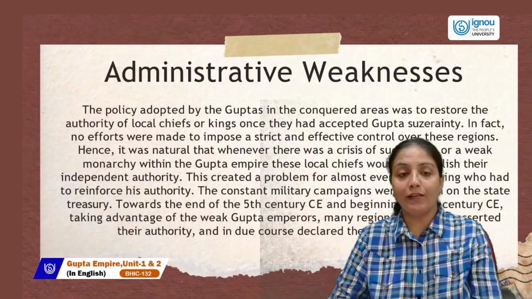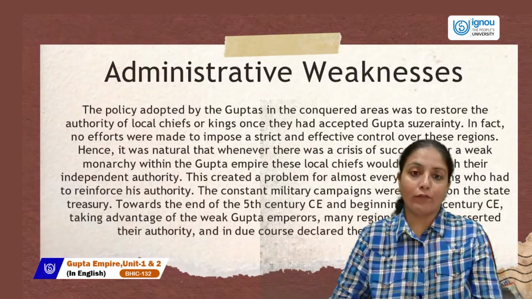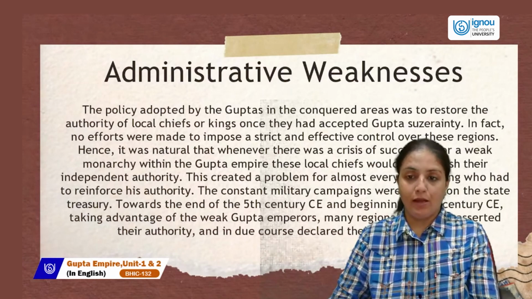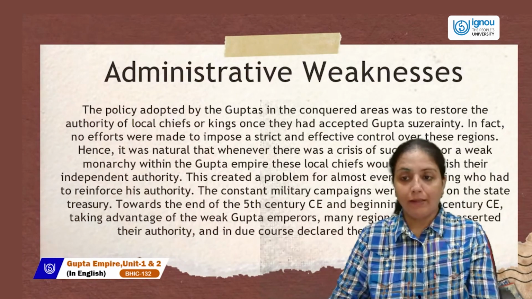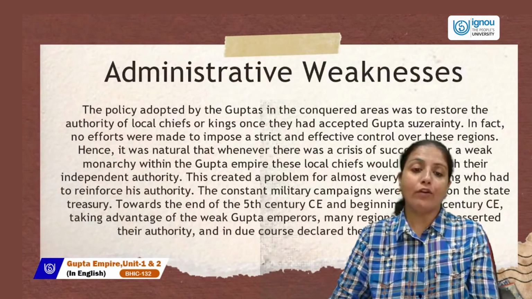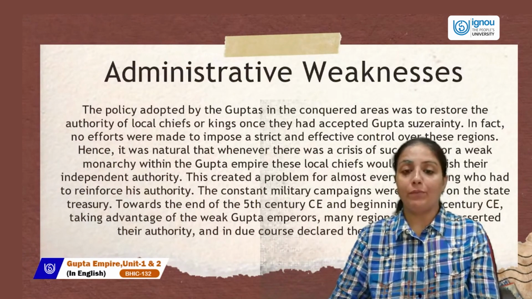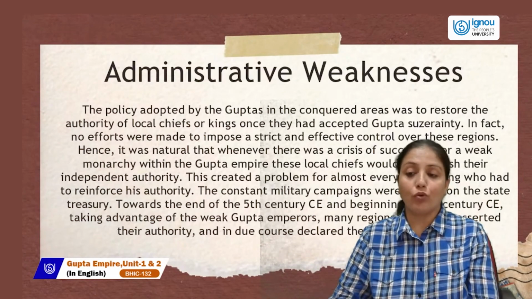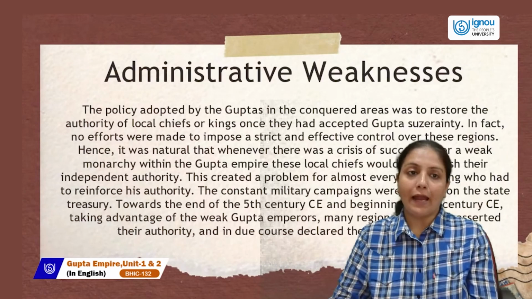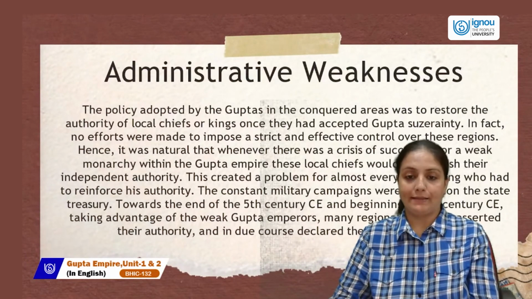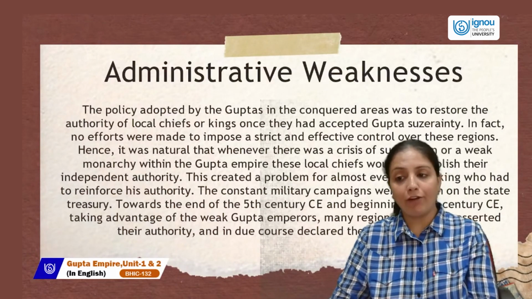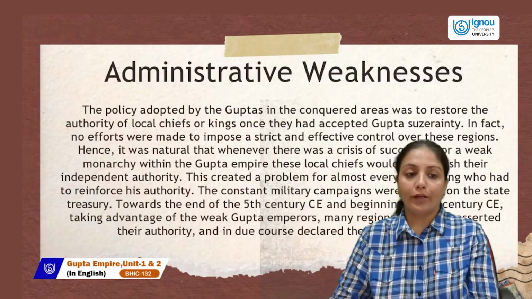Administrative weakness was also prevalent at that time. The Gupta rulers were not that important or powerful at the end of the Gupta Empire. That was the main reason for the decline of the Gupta Empire, the weakness of administration. The administration became weak, and this was the main cause of the decline and a great benefit for the Hunas to invade the Guptas. This created a problem for almost every Gupta king who had to reinforce his authority.